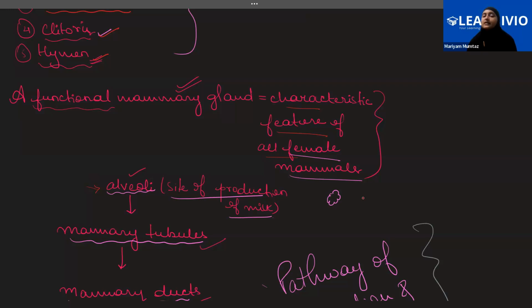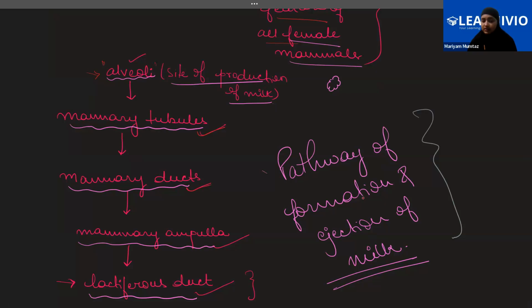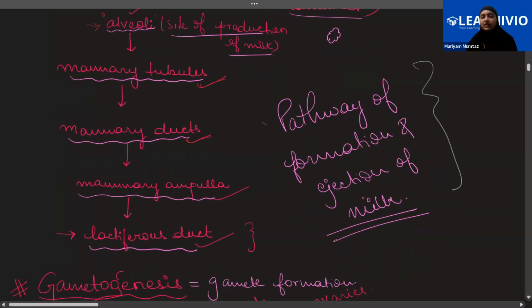So milk is produced inside the structure known as alveoli, which is present in the mammary gland. After the milk has been produced, it goes into the mammary tubules. From the mammary tubules, it goes into the mammary duct. From the mammary duct, it goes into the mammary ampulla, and lastly, to the lactiferous duct.